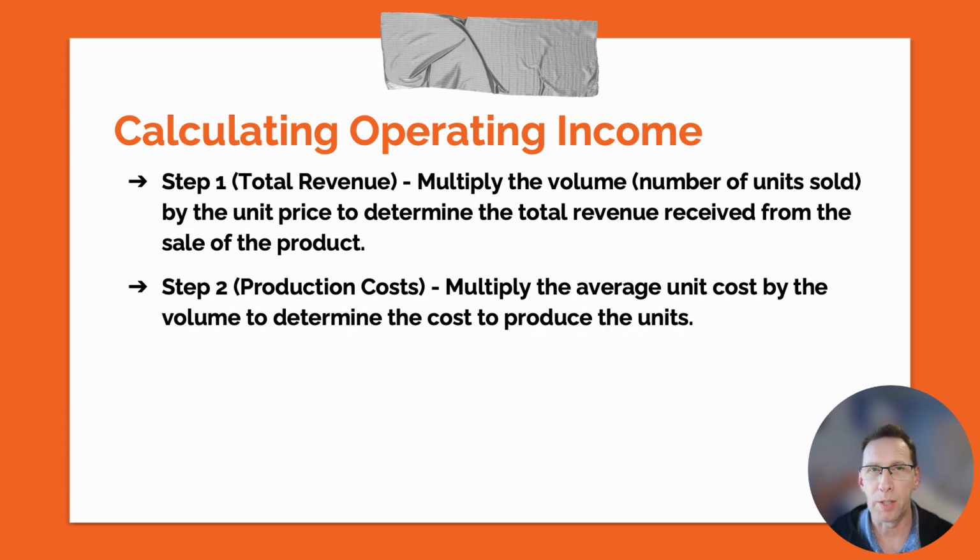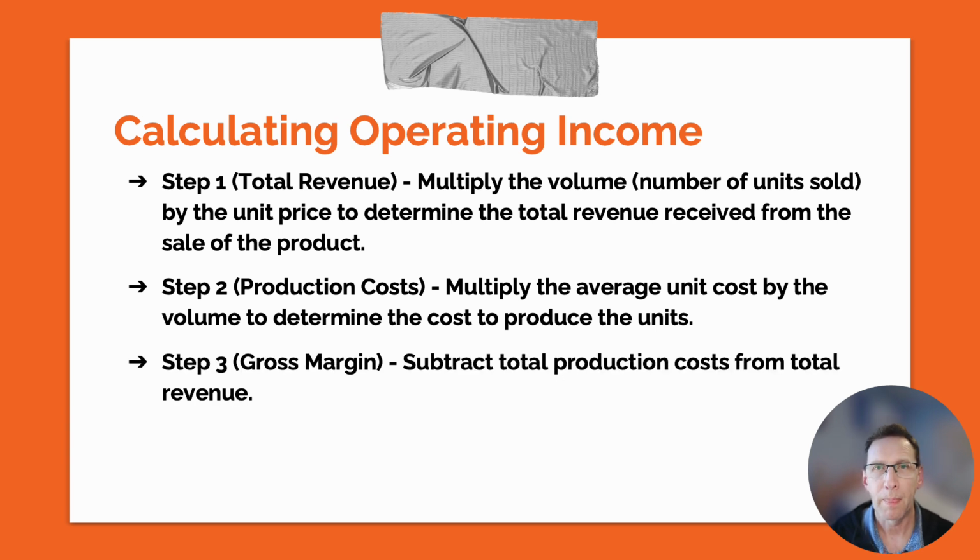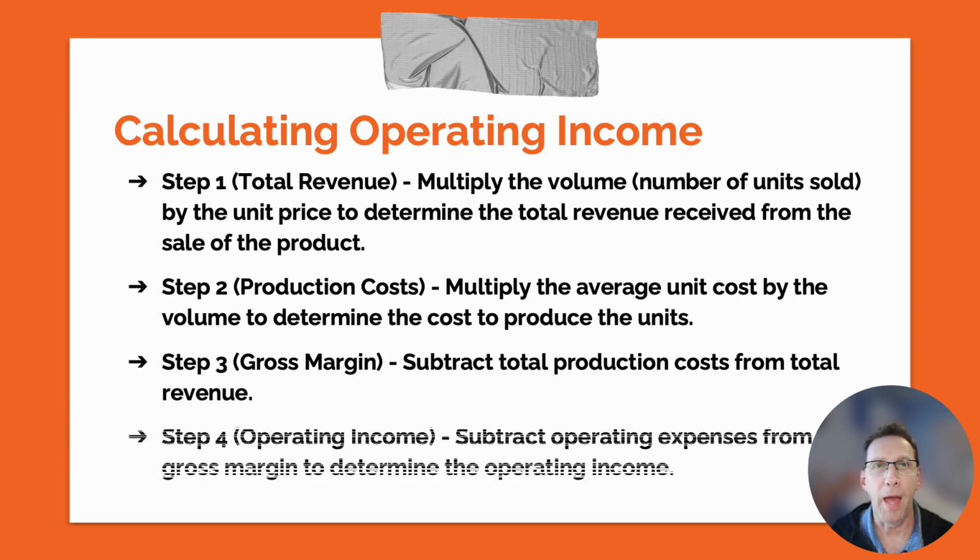Next step is figuring out your production costs. This is where you multiply the average unit cost by the volume to determine the cost to produce the units. Now, the average unit cost to produce the product is the total cost of production divided by the number of units produced. Step 3 is your gross margin. This is where you subtract total production costs from the total revenue. And then finally, step 4 is subtracting the operating expenses from the gross margin to determine the operating income.